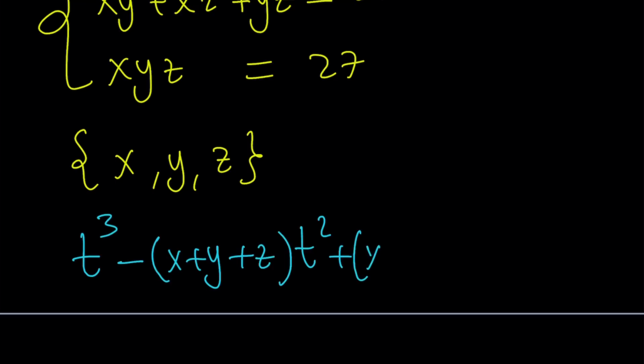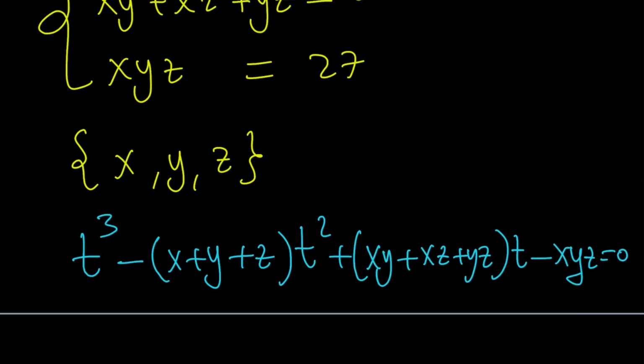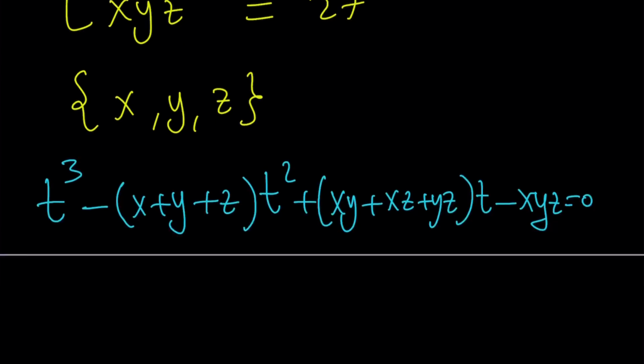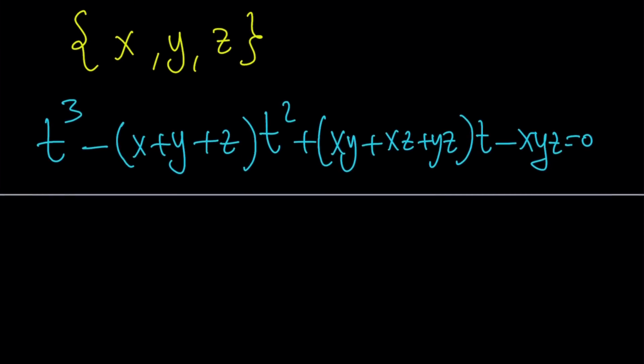Plus the two-way products, xy, xz, yz, is going to come here with the t, and minus xyz equals 0. So this is basically a cubic equation whose roots are x, y, and z. Okay, makes sense? So kind of like a formula.